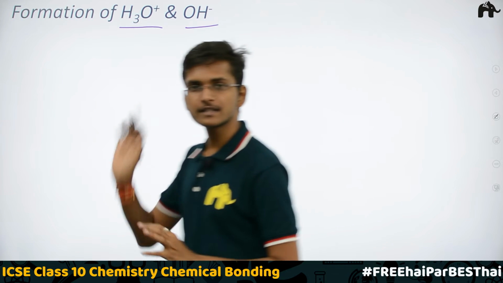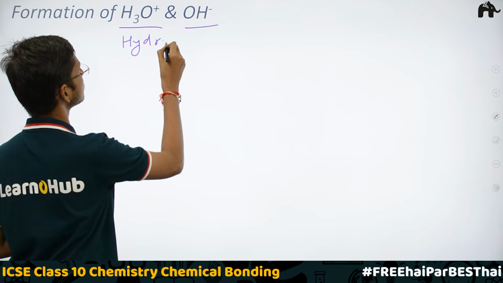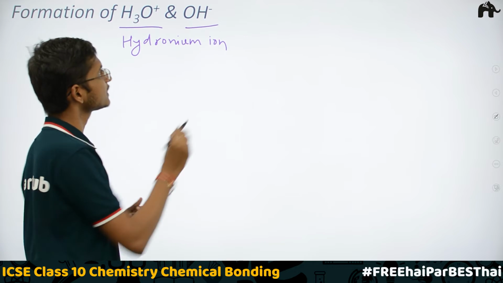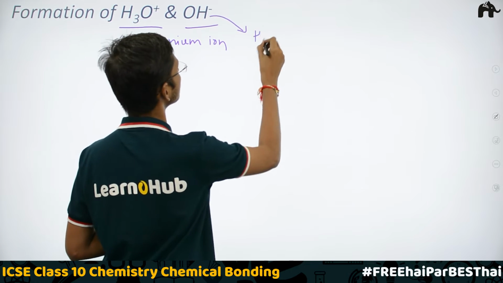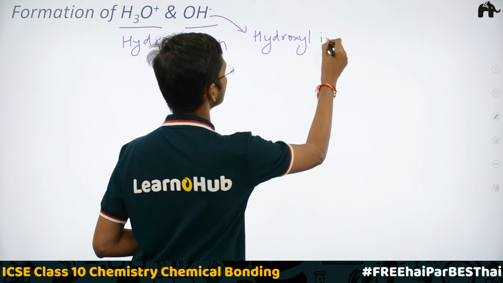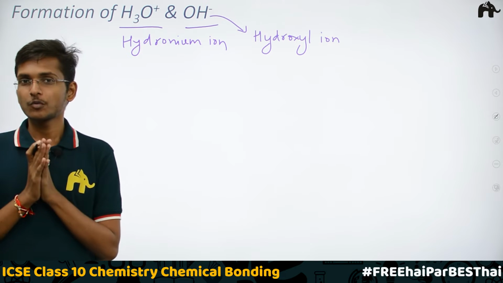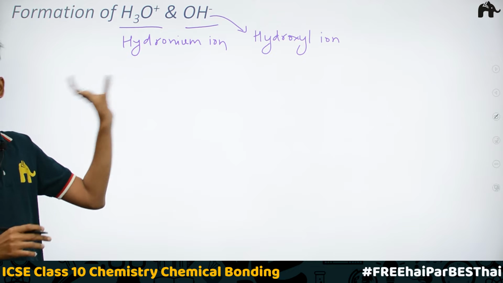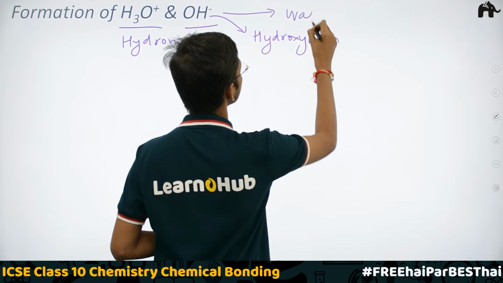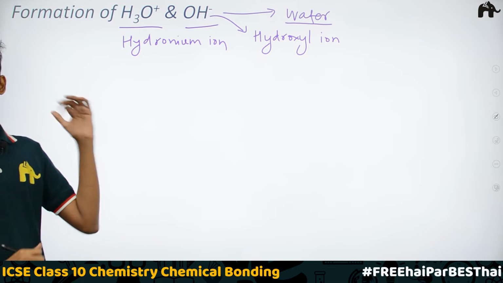H3O plus is the hydronium ion. We'll write it here. Okay, and OH minus is the hydroxyl ion. You would be knowing about OH minus. Now, these 2 ions are formed in water. Okay, and now how these 2 ions are getting formed, we are going to study this.